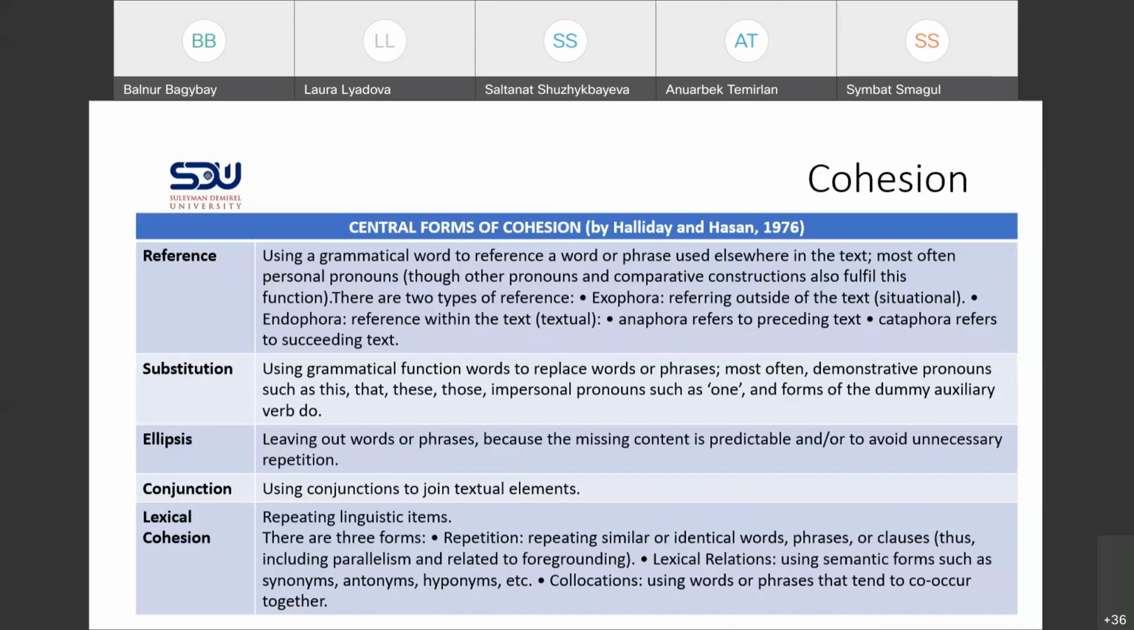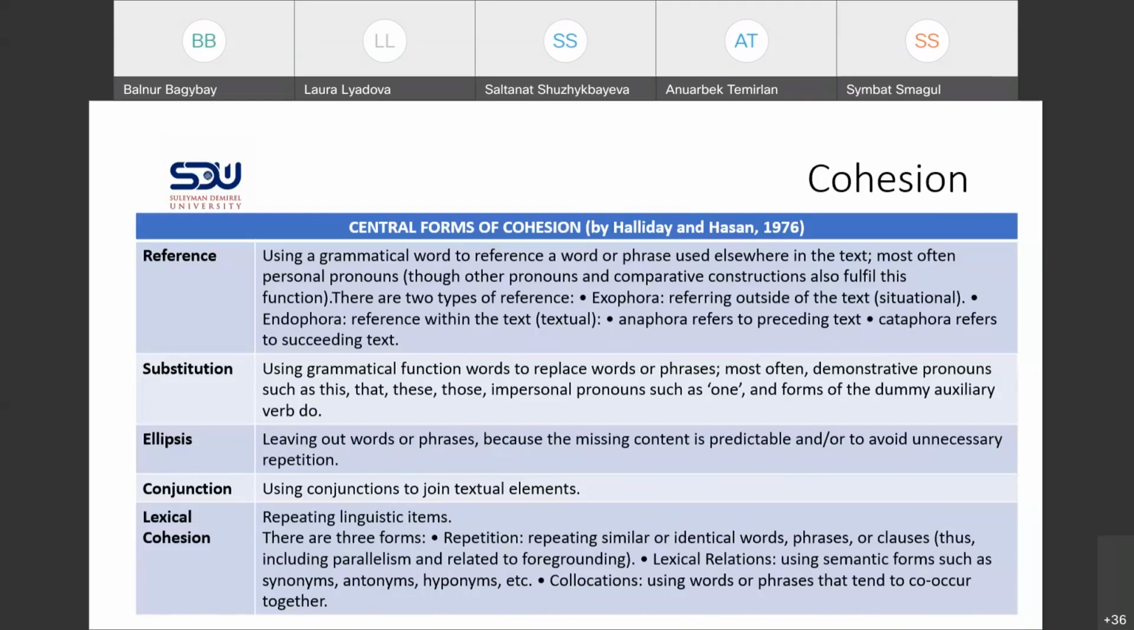It is when grammatical function words are used in order to replace words or phrases. So they are mostly pronouns, demonstrative pronouns like this, that, these, those, or the impersonal pronoun "one" that we use in contemporary texts. And auxiliary verbs such as the dummy auxiliary verb "do". So this is about substitution. Instead of repeating the phrase or word, we are using those substitutions.